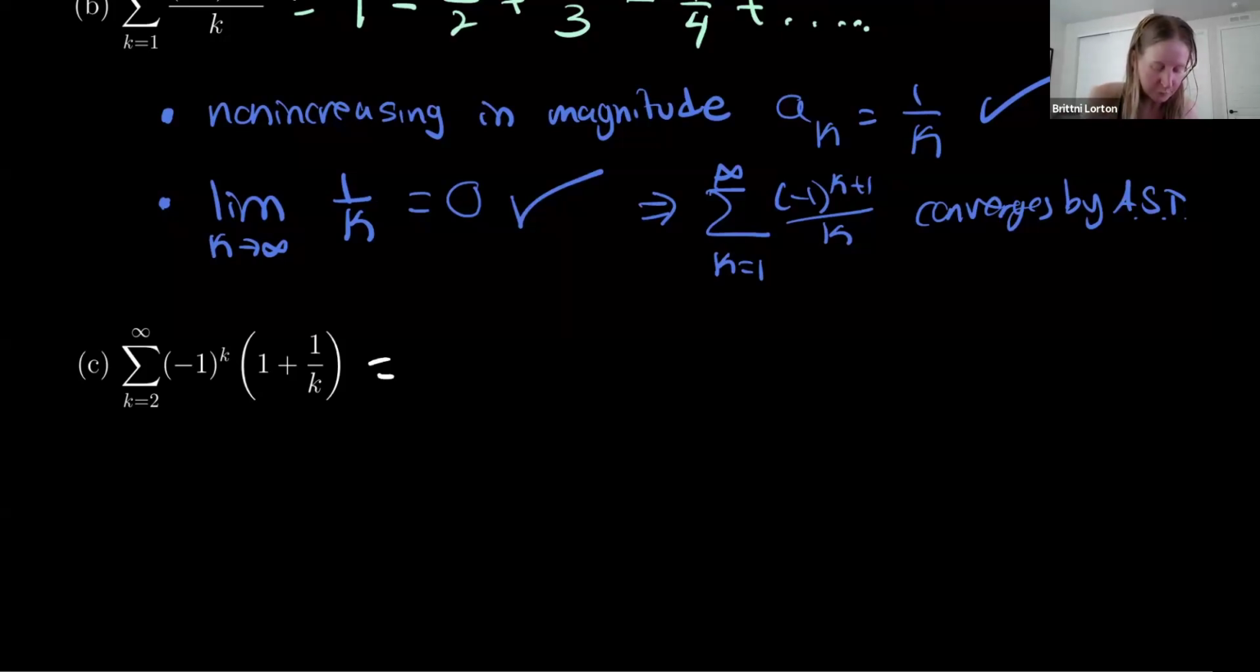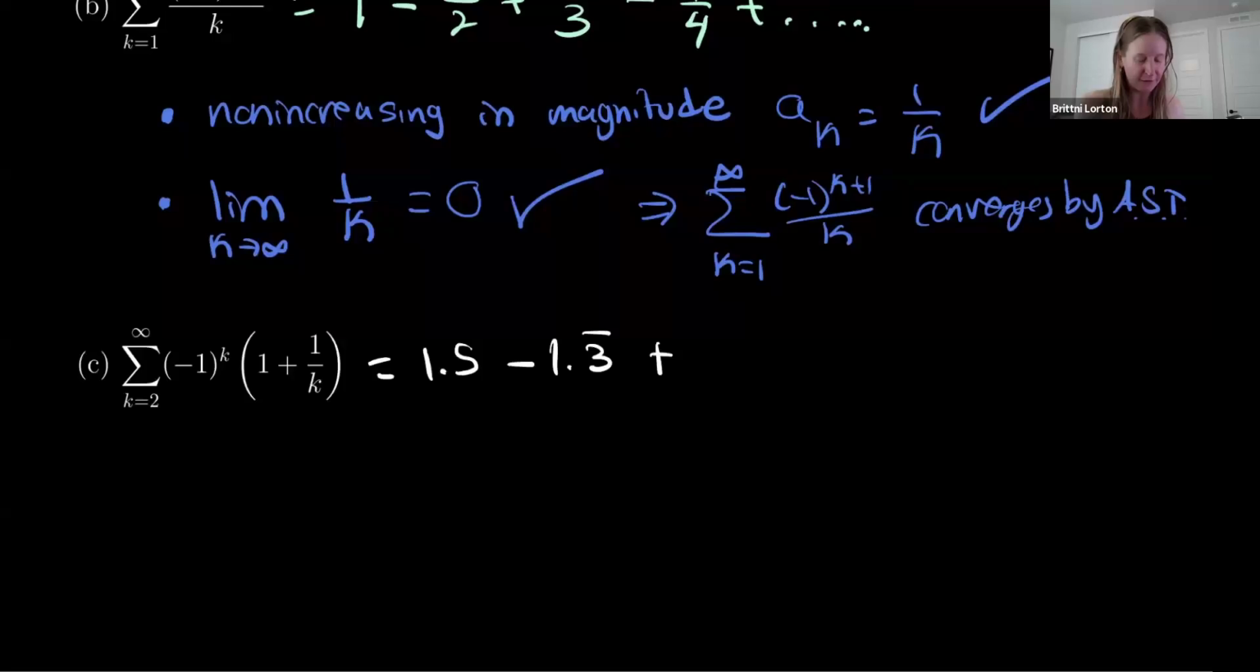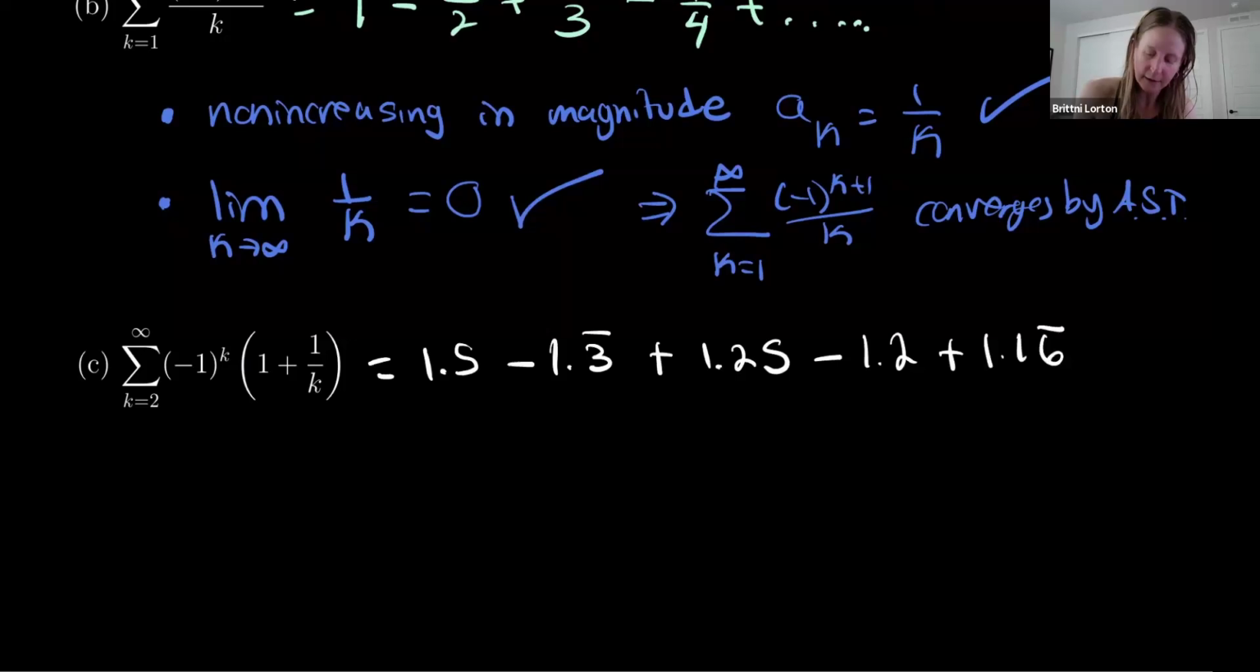If I plugged in 2, I ended up with positive 1 plus 1/2, which is 1.5. Then if I plugged in 3, I got a negative, because -1 to the power of 3 becomes a negative, and then 1 plus 1/3 is 1.3 repeating. If I plugged in 4, I got a positive 1 plus 1/4, which is 1.25. If I plugged in 5, I got 1 plus 1/5, which is 1.2, then 1 plus 1/6, which is 1.16, etc.